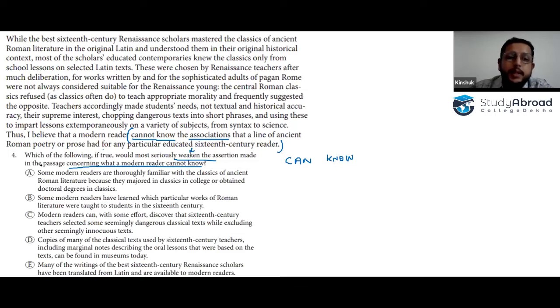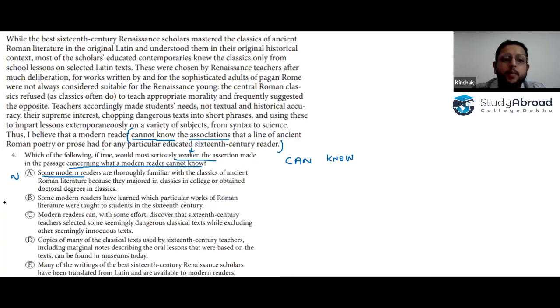Now see, this is telling us that for some readers it is possible, right? The author's assertion was that they cannot know. A modern reader cannot know, right? So these specific readers, they are from the doctoral degrees and they have done major in the classics. So we can hold on to this answer choice for now. It seems quite possible. So you can hold on to it now. Let us consider the next answer choice.